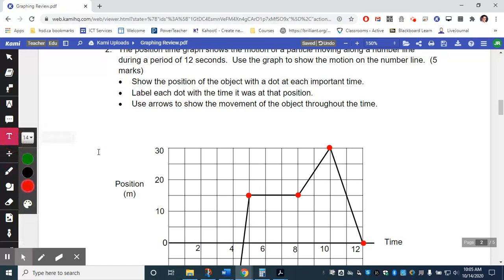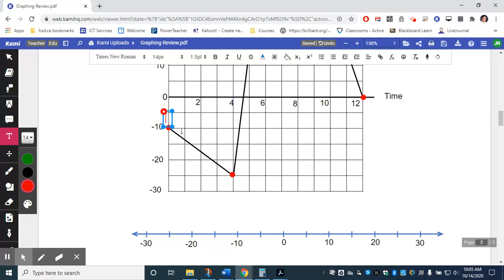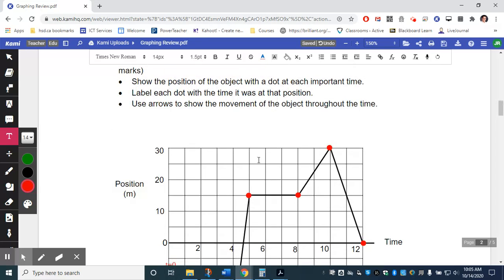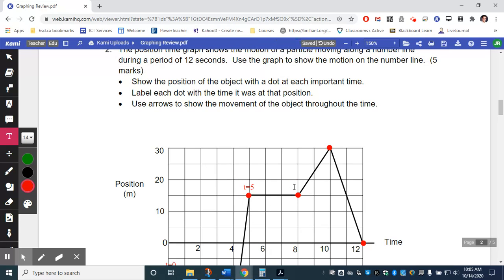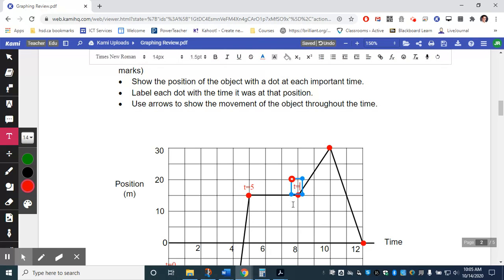Okay, and so I'm just going to do text here. This is 0 seconds. t equals 0. This down here is t equals, what is it? Time here, 4. Okay, t equals 4. And here we are at t equals 5, t equals 8, t equals 10, and t equals 12.